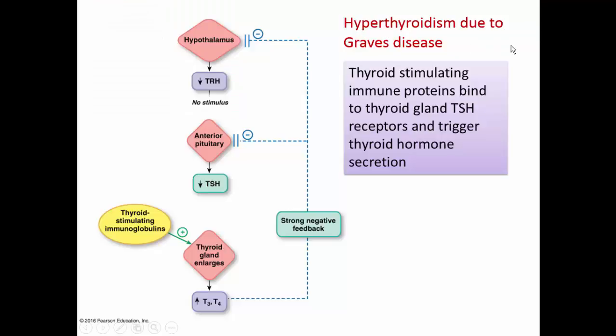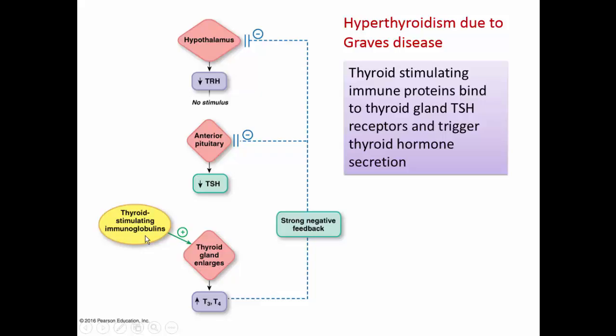A common cause of hyperthyroidism is Graves' disease, and this is when we have thyroid stimulating immune proteins bind to thyroid gland TSH receptors and trigger thyroid hormone secretion. If we have a look at this part of the slide, we see thyroid stimulating immunoglobulins targeting the thyroid gland.